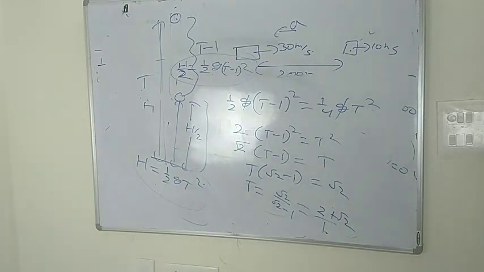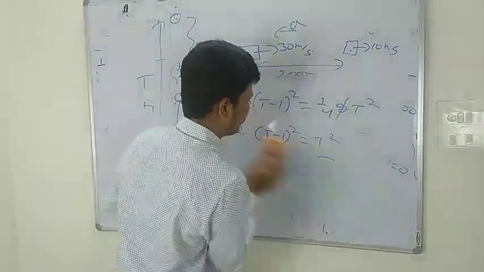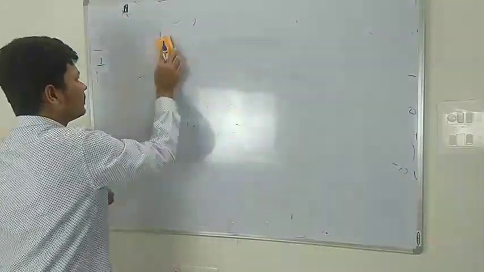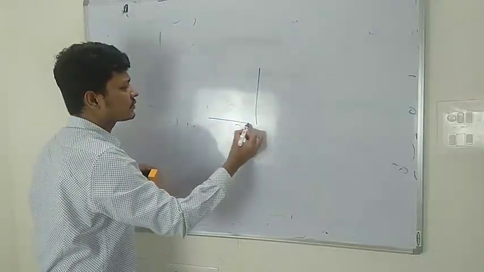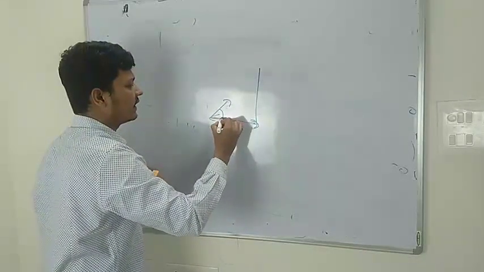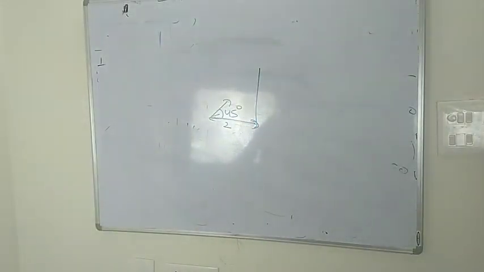Question number 14. From a point on the ground at a distance of 2 meters from the foot of a vertical wall, a ball is thrown at an angle of 45 degree. Let me erase this one. So you have a wall here and this distance is 2 meter. And the ball is thrown at an angle of 45 degree like this. And then they are saying it just clears the top of the wall and afterwards strikes the ground at a distance of 8 meter.